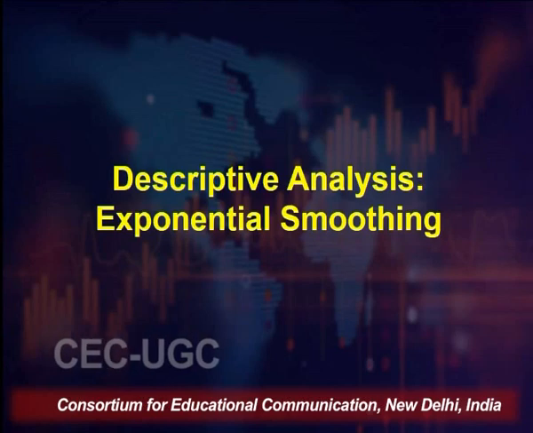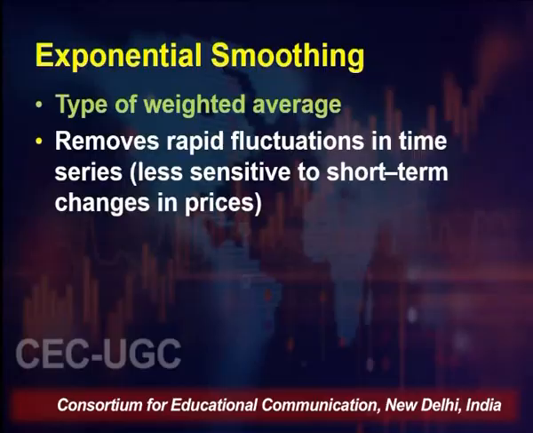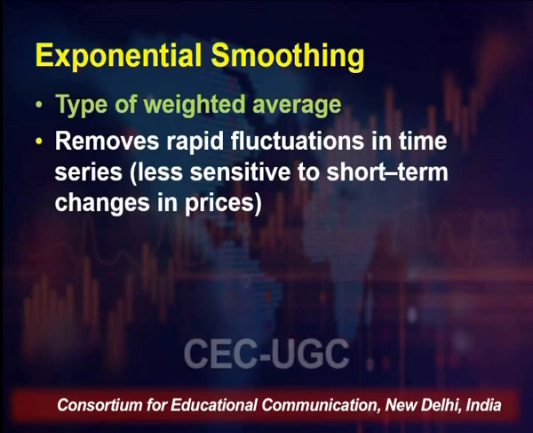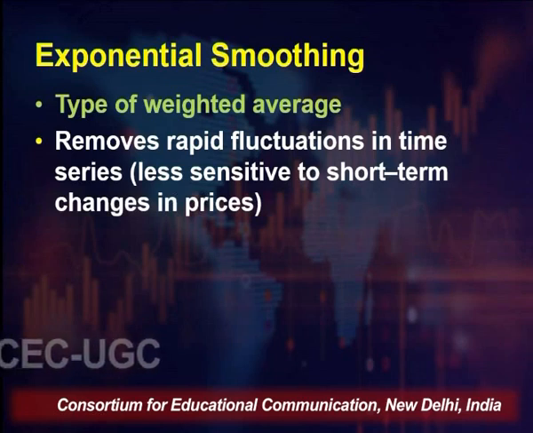Now there is another term called descriptive analysis, in which we are going for exponential smoothing. Exponential smoothing is something which is always a matter of great concern for all the learners, and they ask, sir, what do we do in this exponential smoothing, what is the modus operandi, what is the modality of doing so. So we have to first understand what type of weighted average we are going to calculate. It is a kind of weighted average, and here we remove rapid fluctuations in time series.